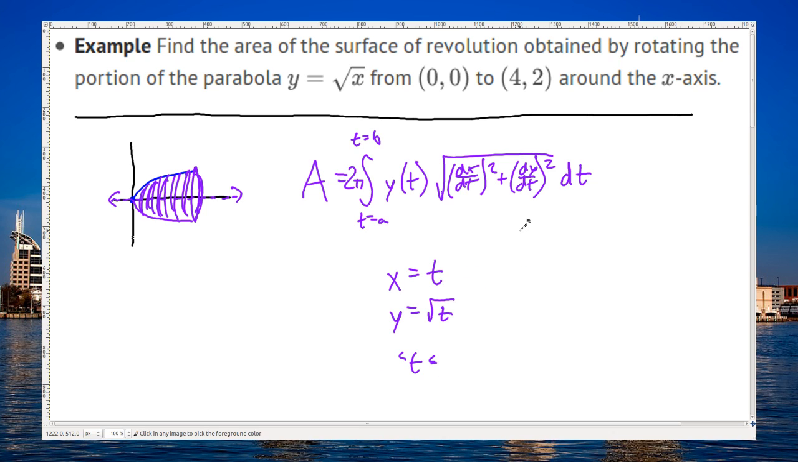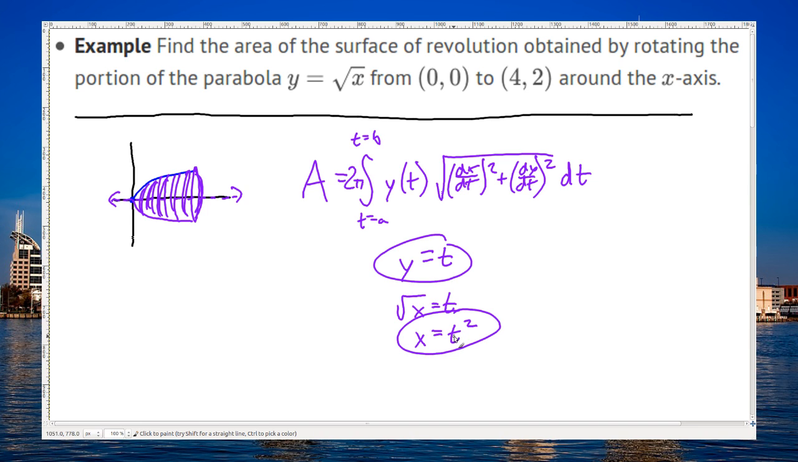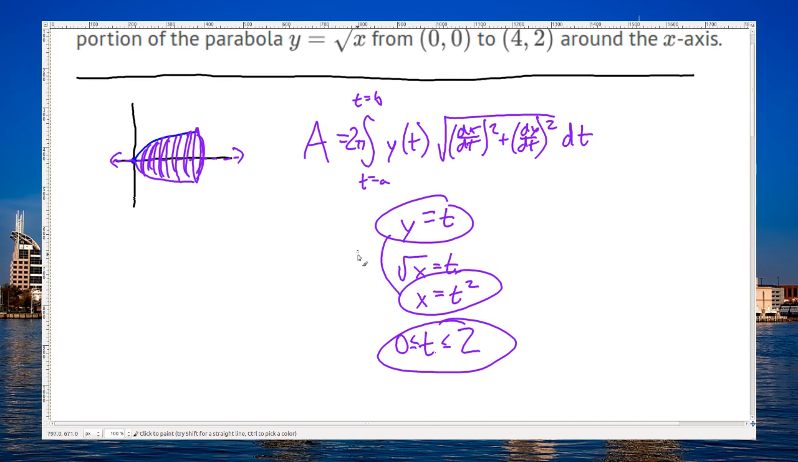Since I want my derivatives to be nice, maybe instead of letting x equal t, I'll start with y equal to t. If I do that, then the square root of x is t. So I replace the y with a t, and that tells me that x is t squared. And that seems like a much nicer pair of parametric equations. Of course, since y is equal to t, I'm going to use the y values 0 to 2, so t ranges from 0 to 2. Okay, and I think that'll be a little bit nicer for us.